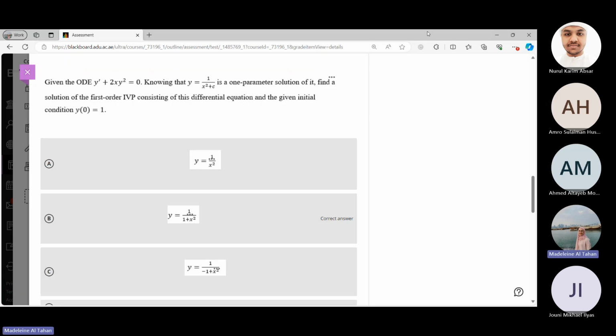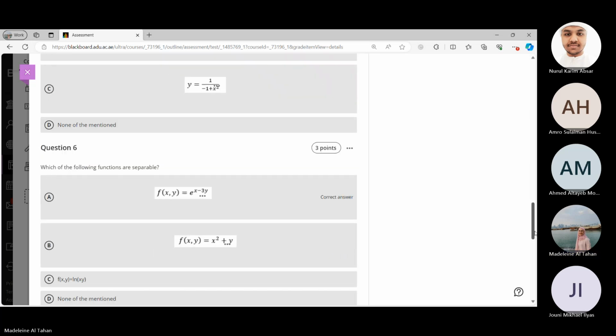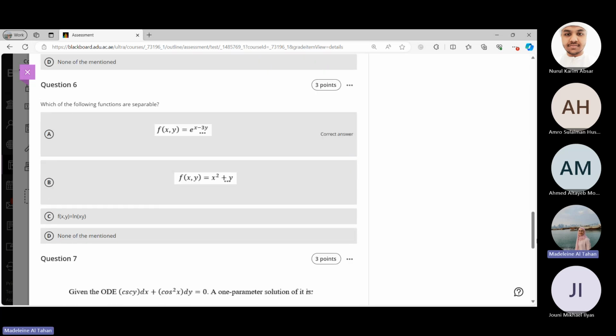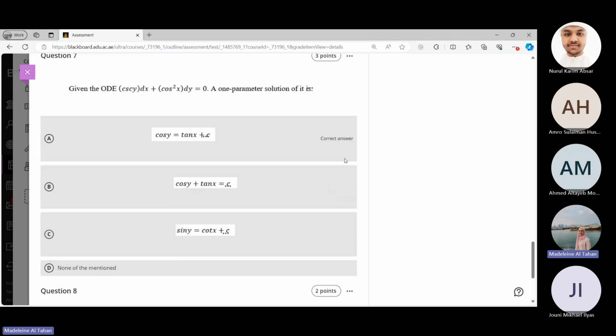Did we solve it in this way? Now this one, which one is separable? First one, how can we write it? e power x dot e power negative 3y. Now this equation, we need to solve it. How do we solve it?